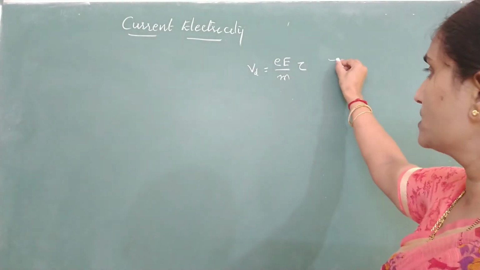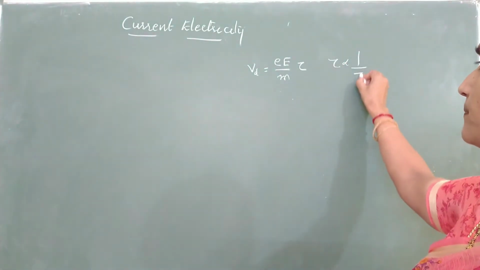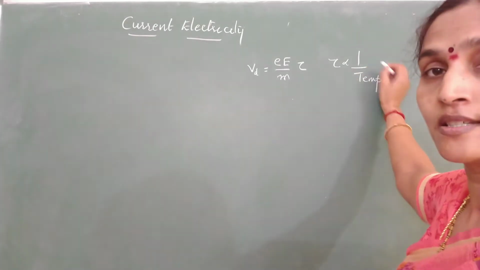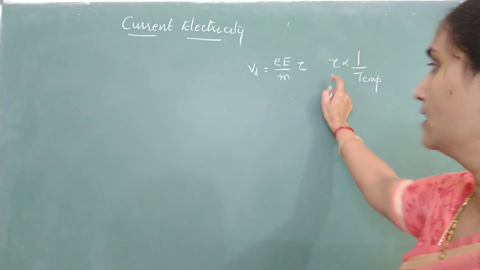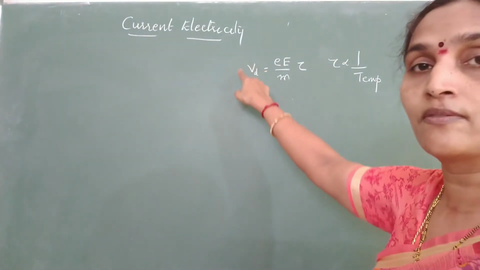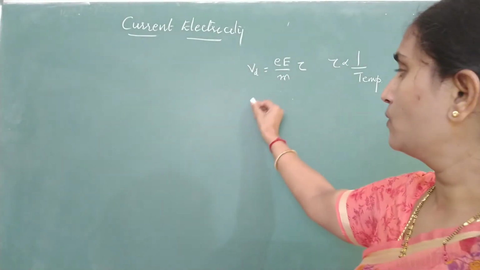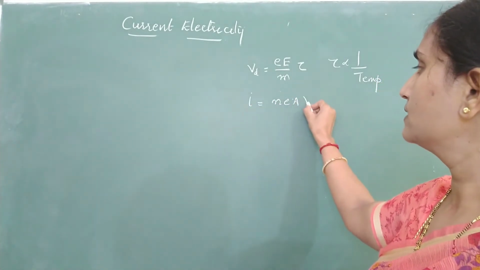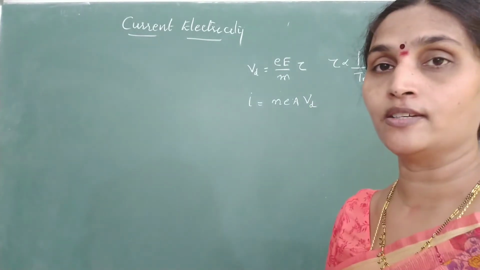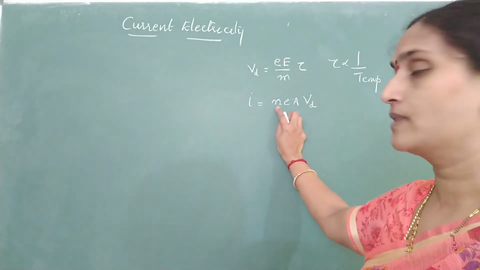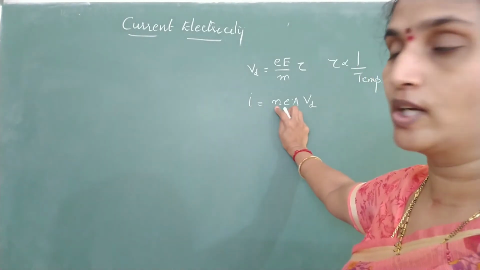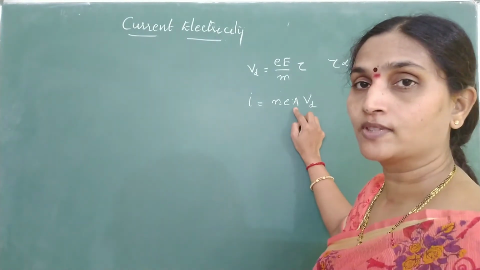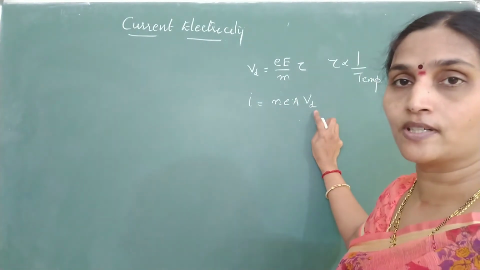And how is relaxation time related to temperature? Inversely. For metals, as temperature increases, relaxation time decreases. If relaxation time decreases, drift velocity also will decrease. And what is the relation between current and drift velocity? I is equal to N e A into vd, where N is the number density, the number of free electrons for a metal per unit volume, e is the charge, a constant charge of the electron, A is the cross-sectional area of the conductor, and vd gives you the drift velocity.